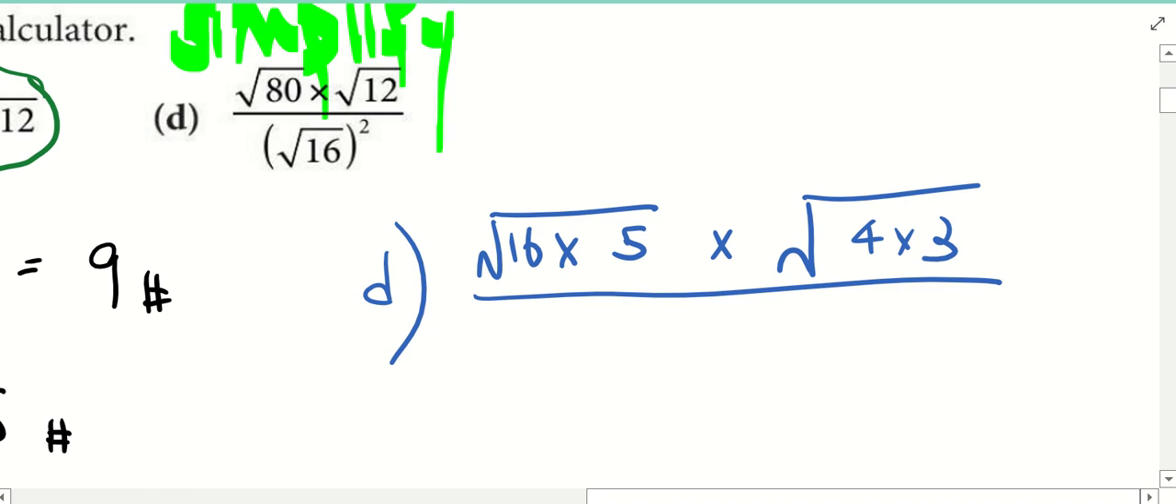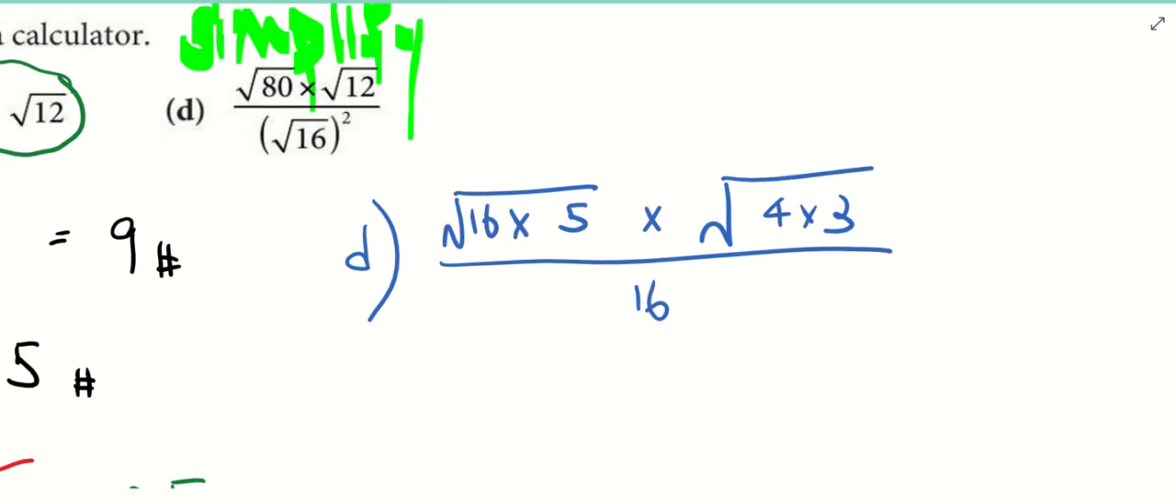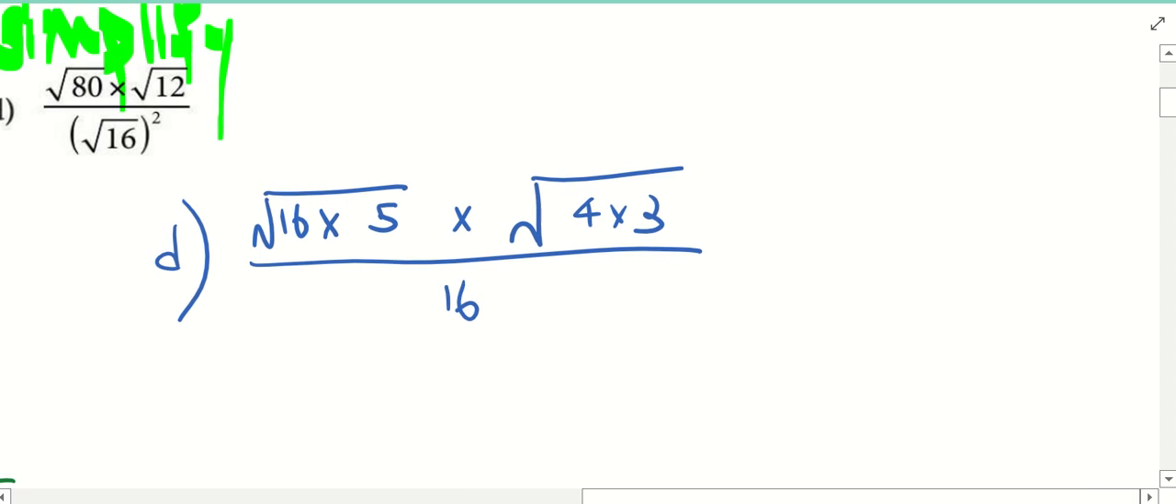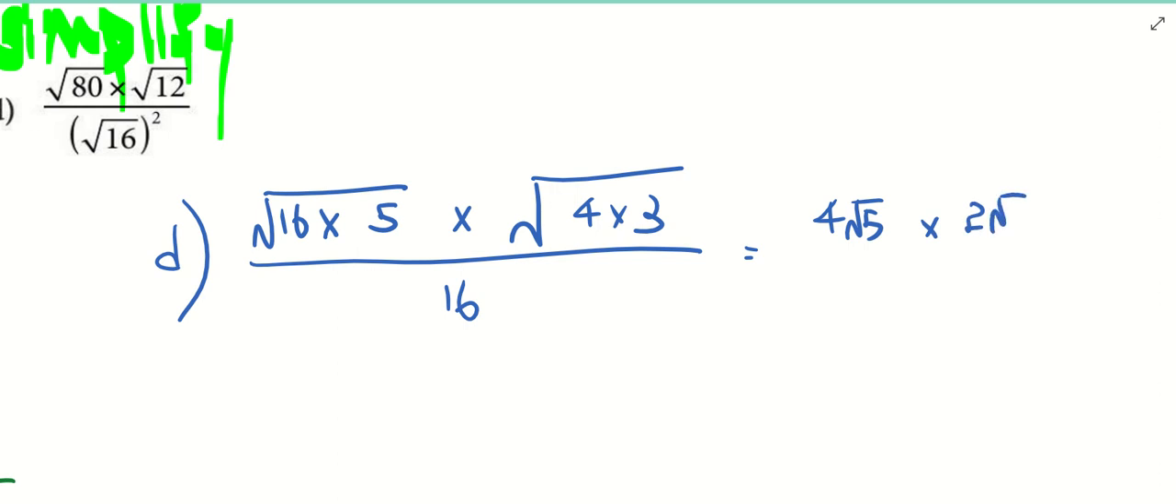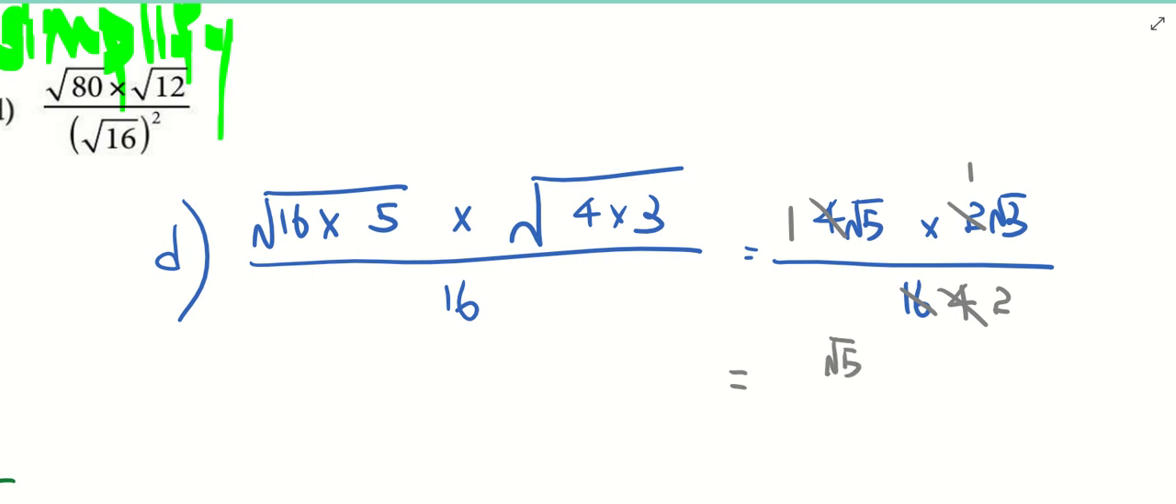But at the denominator, a square root, if you apply a square. So after I have simplified, what do I need to do? 4 root 5 multiplied by 2 root 3 over 16. Let me reduce to the lowest term. Alright? So I have a 4, 1, 1, 2. Final answer: square root 5 times square root 3 divided by 2.